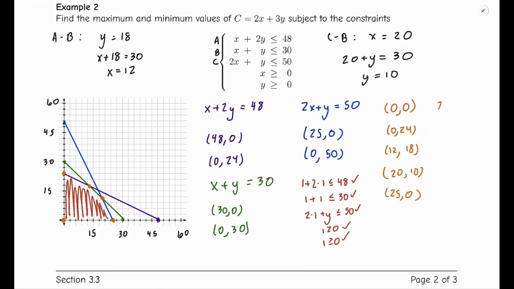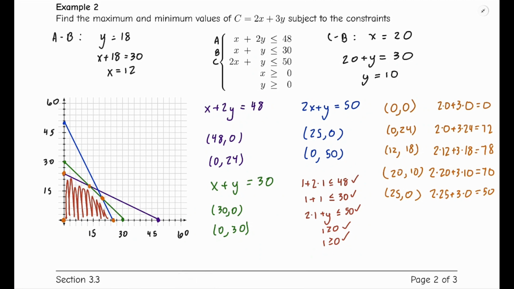So I'm going to go 2 times 0 plus 3 times 0, which is 0. 2 times 0 plus 3 times 24, which is, what is that, 72. 2 times 12 plus 3 times 18. Let me get my calculator out for that one. 78. 2 times 20 plus 3 times 10, which is 70. And then 2 times 25 plus 3 times 0, which is 50.